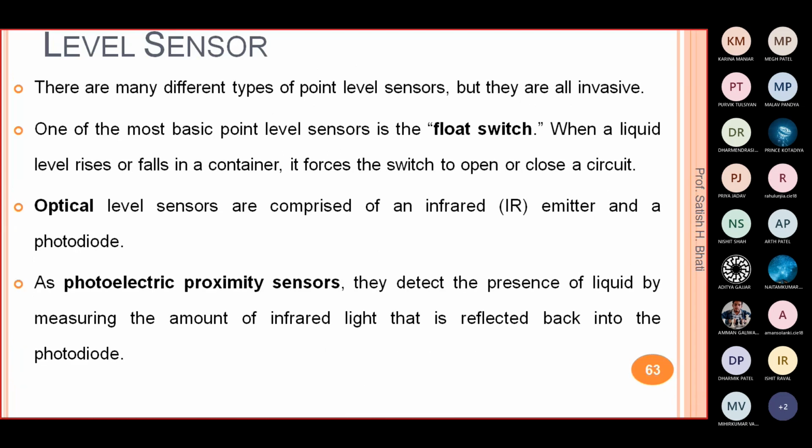Also, one popular level sensor is known as a float switch. It works as a switch and is generally used at our home in the overhead tank. Then one type is the optical sensor. You can also call it a non-contact sensor, because it will generate some signal. This optical level sensor generates infrared, so they are using infrared waves and a photodiode. Then one more type is the photoelectric proximity sensor, which is also a kind of non-contact sensor.